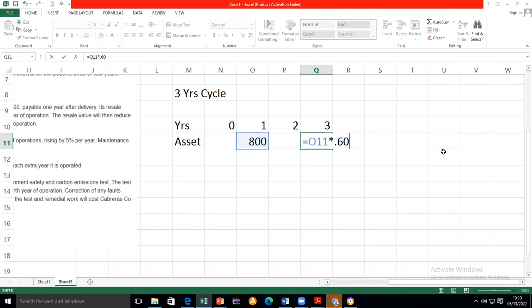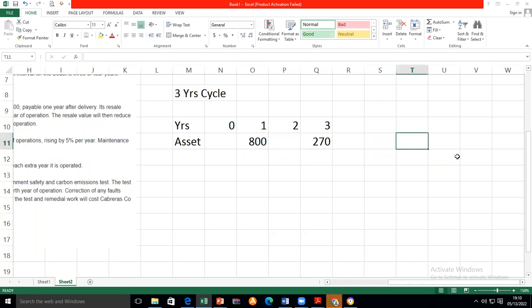The first year I've taken out the 40%. From year two, what should I remove? 25%. So it means that what will remain for me will be that. And the third year again, that. Is that okay?